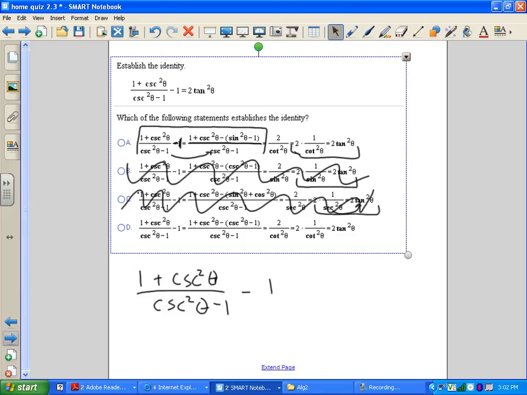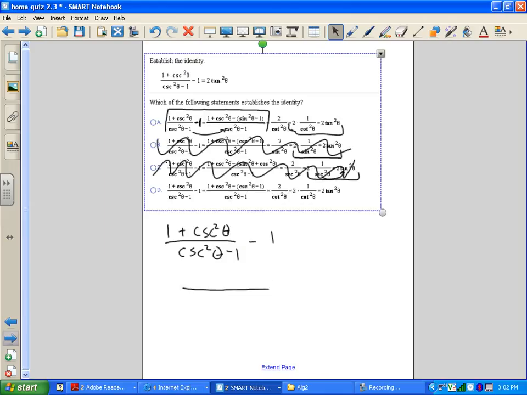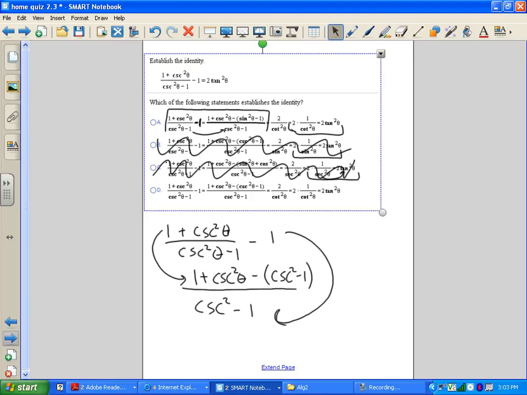Okay, so my common denominator would be cosecant squared minus 1, and so this would just come down. And now we're going to say minus. Now, I went from here to here, so I would have to multiply by cosecant squared minus 1, which would give me cosecant squared minus 1.